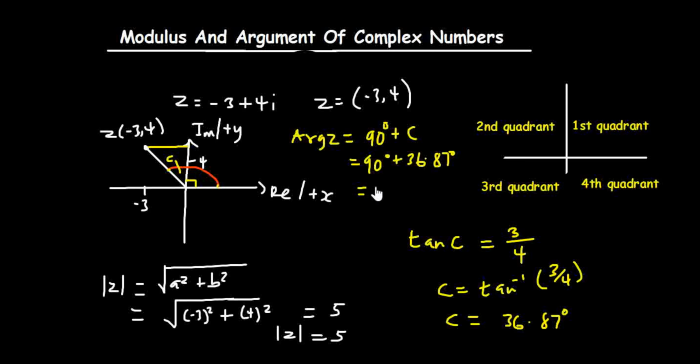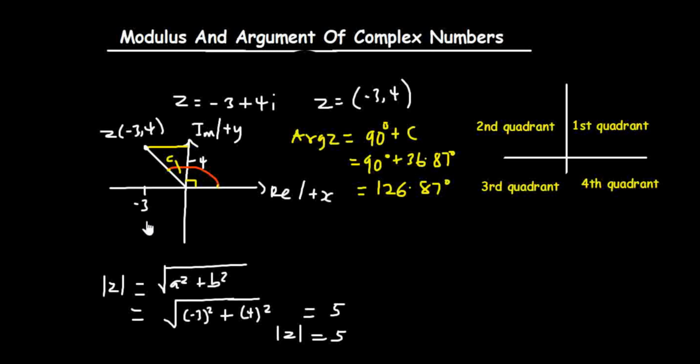So this will give us the argument to be equal to what? 126.87 degrees. So this will be the argument for this complex number Z here. Okay, so let's look at another way to find the argument.